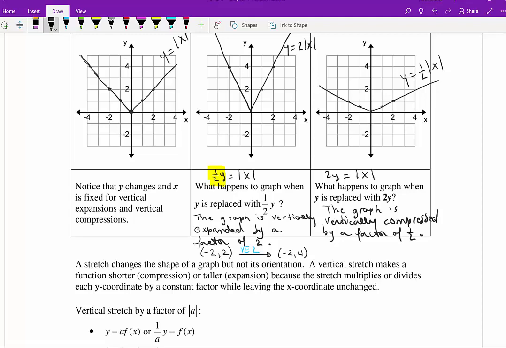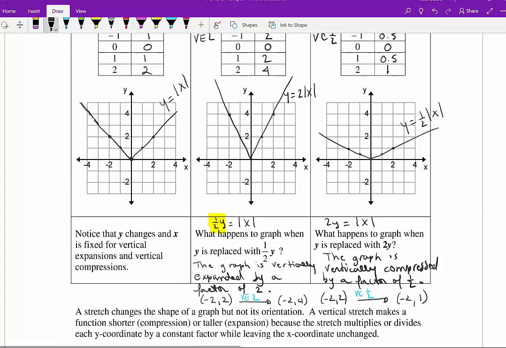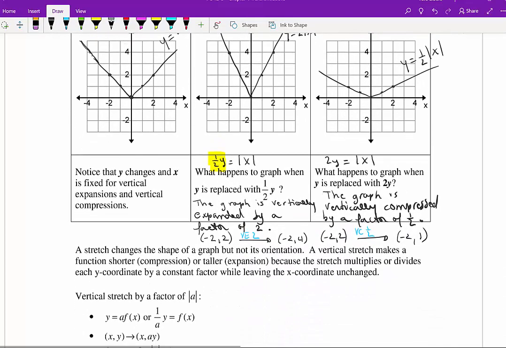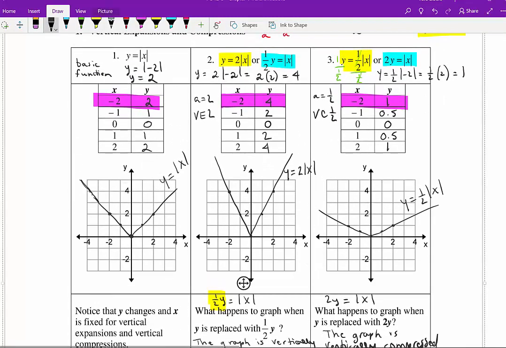Okay, so let's see what happens when we take the point from our original function, which is -2 and 2, and we apply a vertical compression of 1/2. That vertical compression applies only to the y-coordinate, so we keep x the same, and I'm going to go 2 times 1/2, which is 1, which agrees with the point on our table of values at the top. All right, so that's a couple of examples to show you what happens when a is 2 and when a is 1/2.